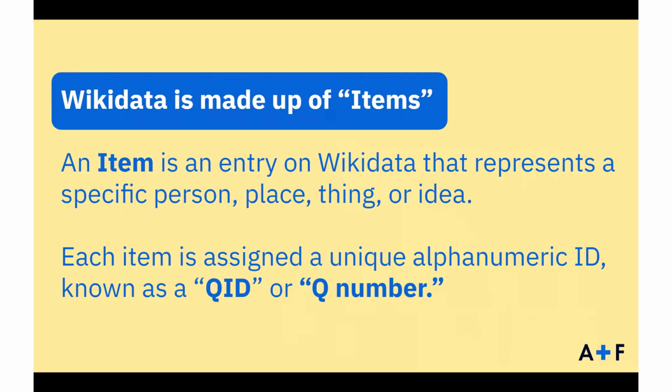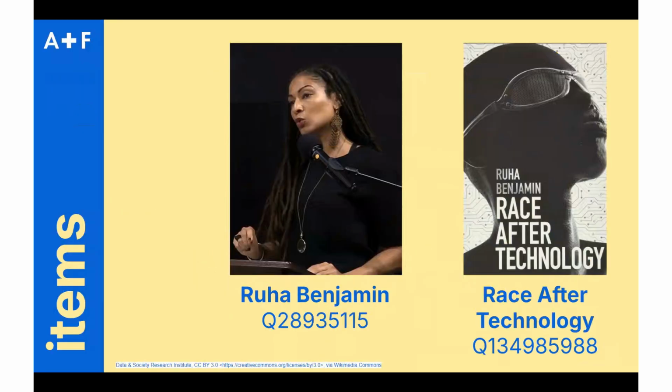At the time of this presentation, there are over 138 million Wikidata items. Here are examples of two Wikidata items, one for the person Ruha Benjamin and one for the book Race After Technology, written by Benjamin. Notice that each has a unique QID.